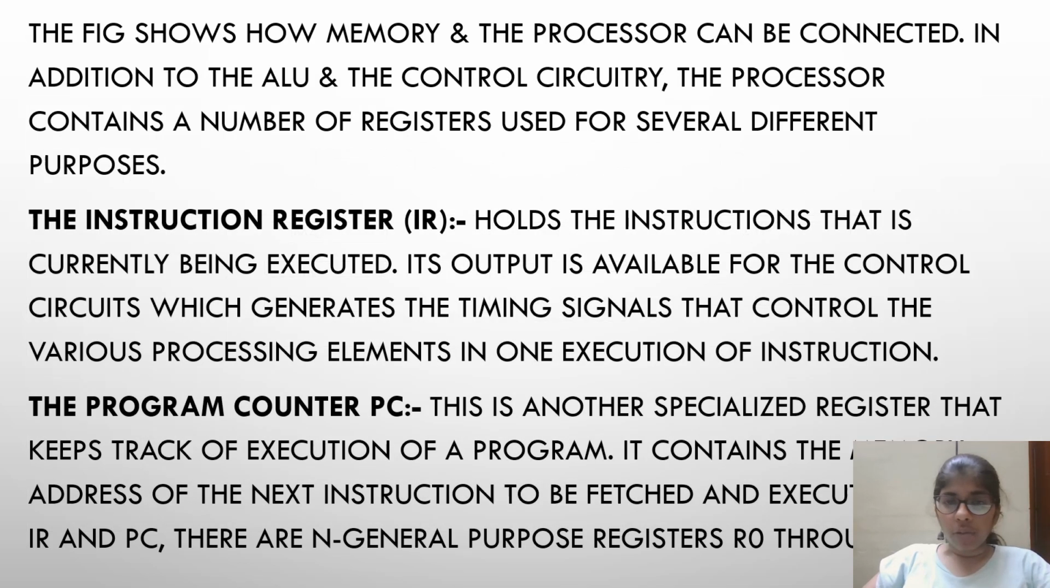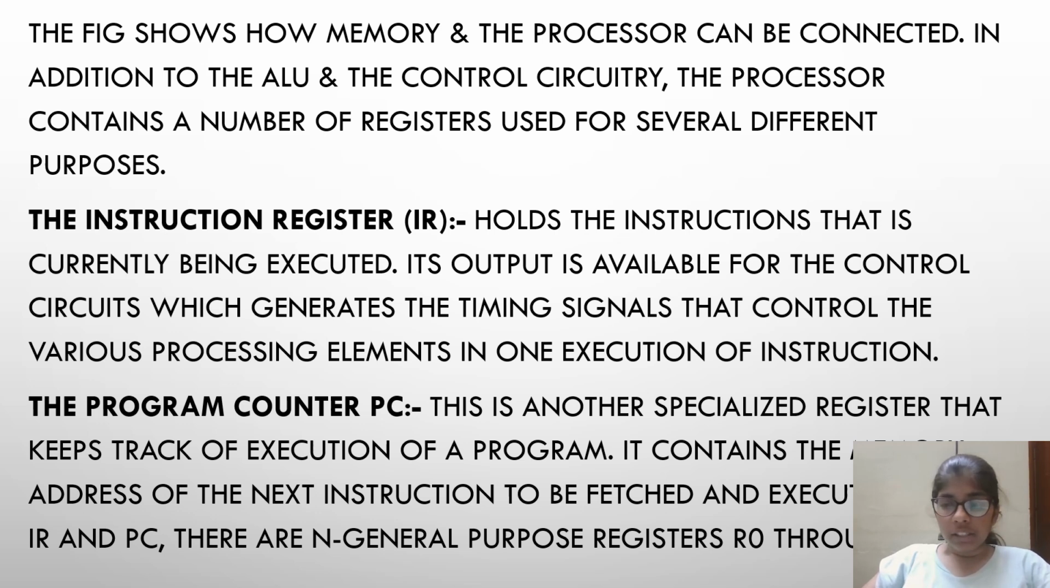So the figure shows how memory and the processor can be connected. In addition to the ALU and control circuitry, the processor contains a number of registers used for several different purposes. Number one is the Instruction Register, known as IR, which holds the instruction that is currently being executed. Its output is available for the control circuits, which generate the timing signals that control the various processing elements in one execution of an instruction.